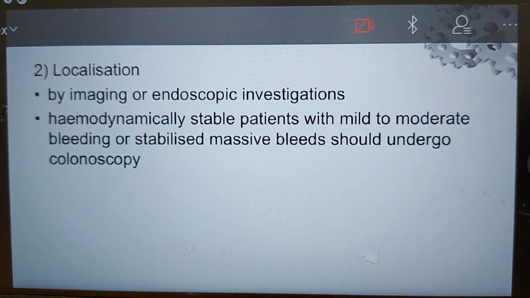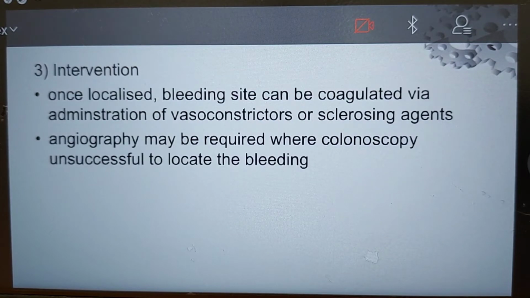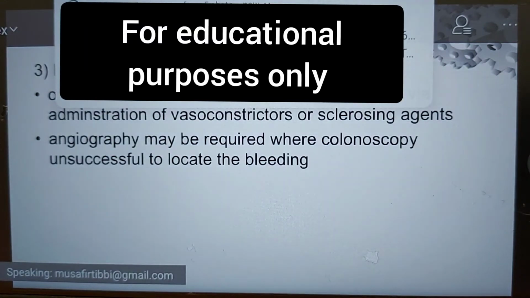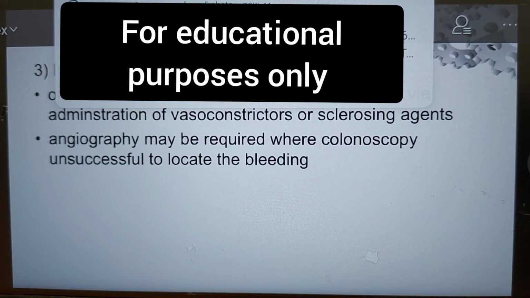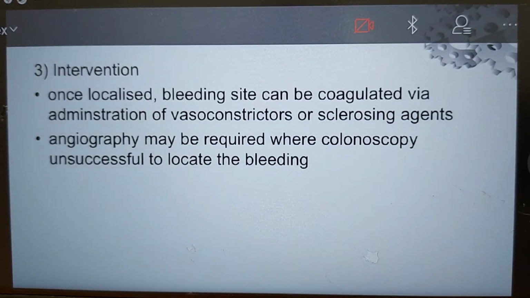Okay, so as I said, the colonoscopy just now. Once we are able to localize the source or location of bleeding, we can coagulate the bleeding site by administering a vasoconstrictor or sclerosing agents. And if colonoscopy is unsuccessful in locating the bleeding, we may proceed to angiography.